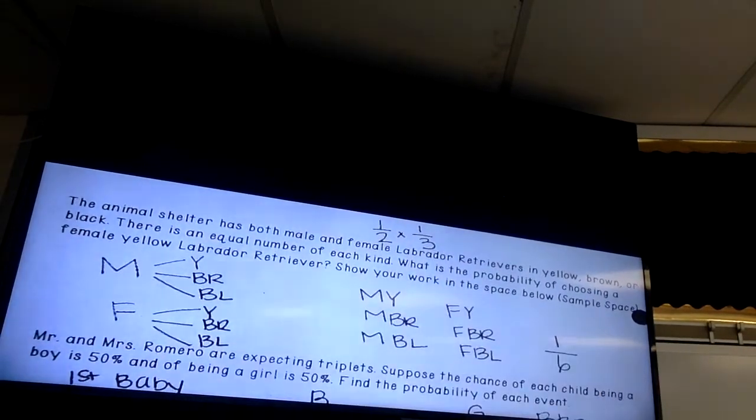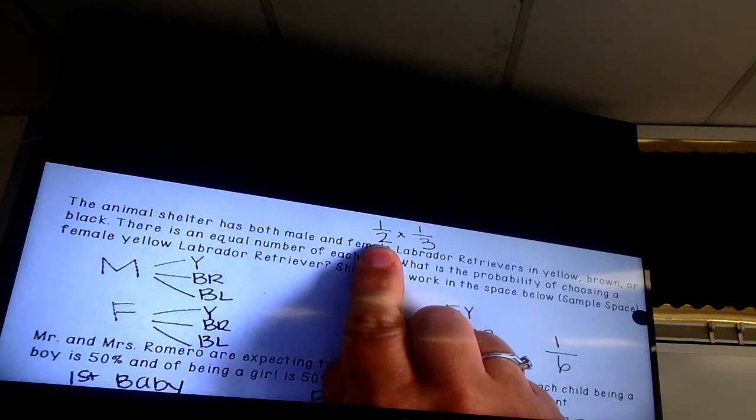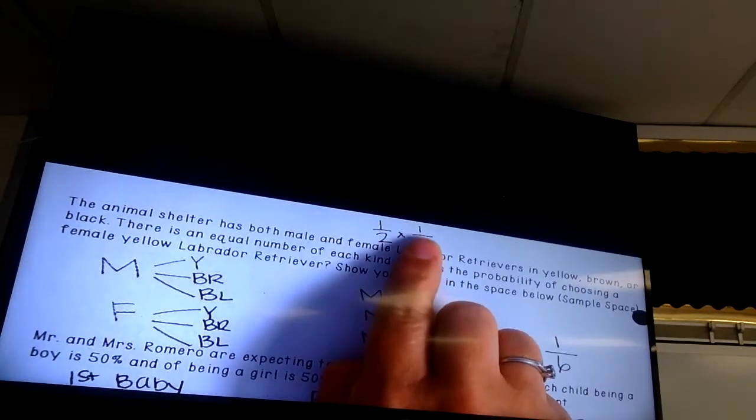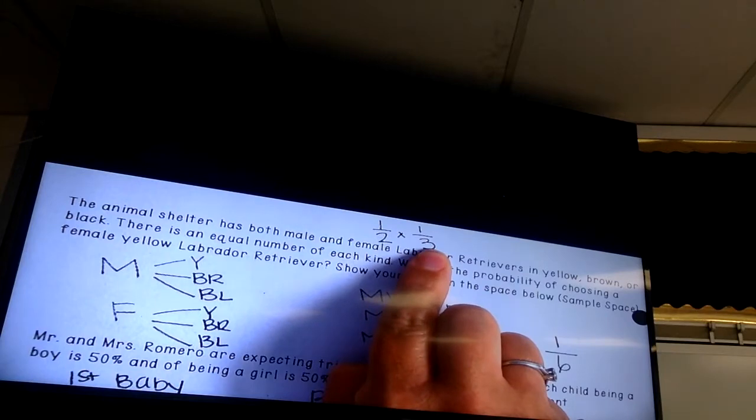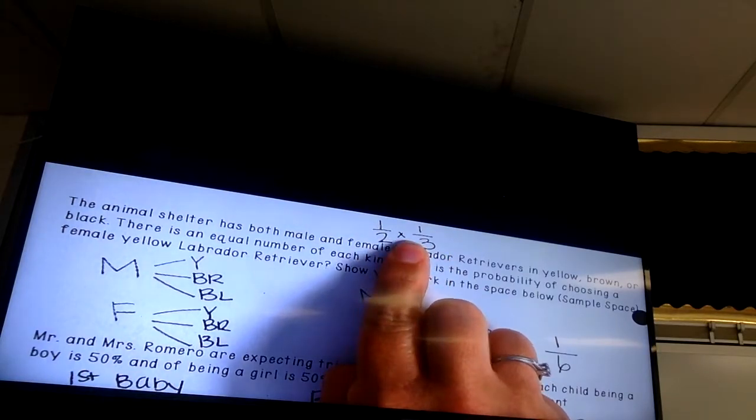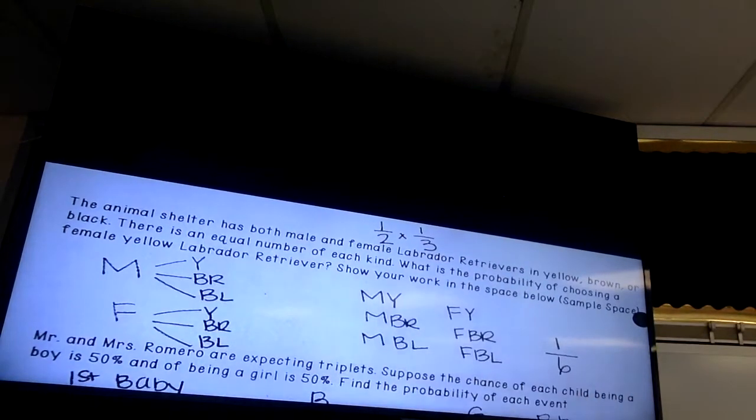And again, I could do that with multiplication. I don't have to draw this every time I answer a compound event question. I can use the simple multiplication. I could say a female is 1 out of 2 genders, and the yellow is 1 out of 3 color labs. 1/2 times 1/3 equals 1/6.